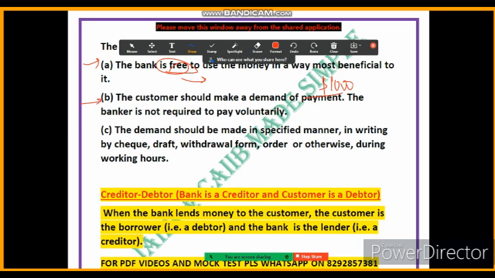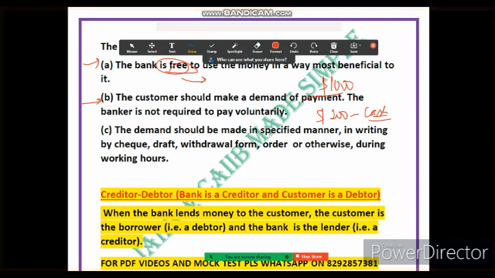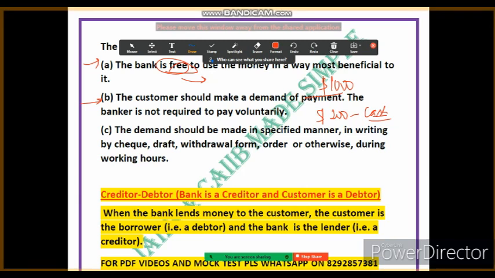Now let's discuss the second point. The second point says that when you want to withdraw money from your bank account, you need to make a formal request or demand for payment. So suppose you need $200 in cash. You want $200 in cash. So you need to go to the bank and fill out a withdrawal form or write a check for that amount. The bank will then process your request and provide you the requested fund. The bank will not pay you automatically without you initiating the withdrawal.